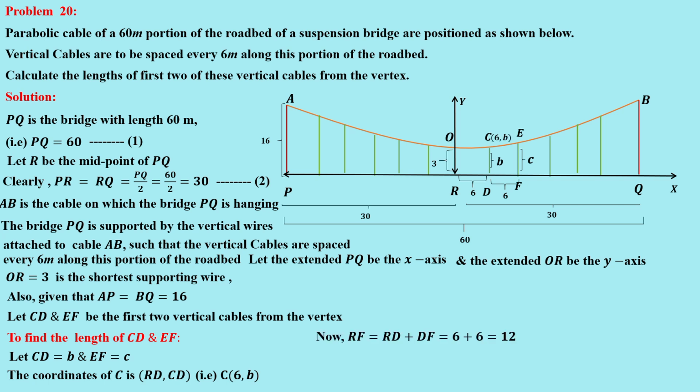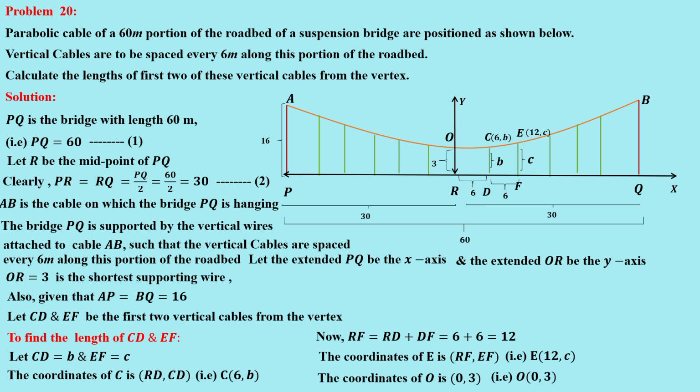And we are taking RF which is equal to RD plus DF, each 6. 6 plus 6 is equal to 12. Coordinate of E is RF comma EF, that is 12 comma c. Clearly E is also on the cable AB, the parabola. The coordinate of R is 0 comma 0. So O is at y distance 3 from R, so 0 comma 3, on the y-axis. So O is 0 comma 3.